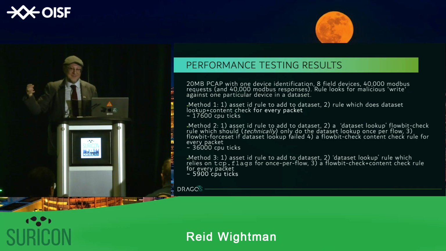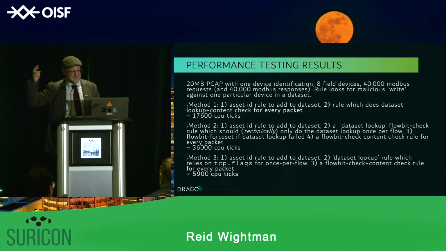That used a lot more CPU ticks, and I still don't really know why. There might be something weird going on with datasets under the hood where Suricata is evaluating the dataset lookup, even though the flowbit is not set. I'm not 100% sure. That was my suspicion just because I played around with making the dataset artificially large, and it actually took even more CPU ticks.